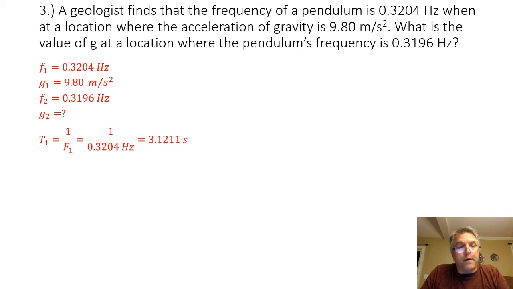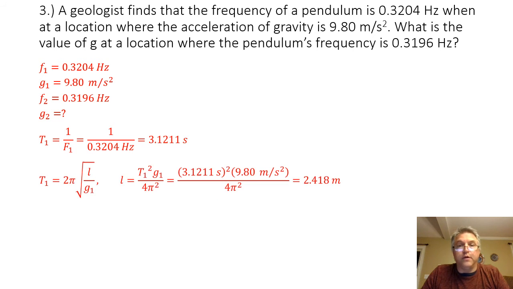So now I have my period at the first location, and I know the gravitational acceleration at the first location. I can find the length of the pendulum, because the one thing about the pendulum that doesn't change when I move it from the first location to the second is its length. To find the length, I take T squared times g and divide that by 4 pi squared. I put my values for T and g for the first location into that formula, and I get a length of the pendulum of 2.418 meters.